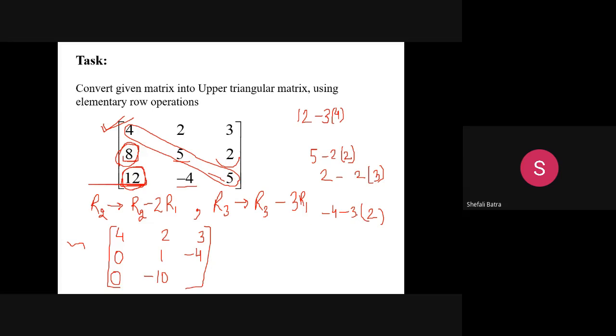Now what is next? 5 minus 3 times 3. So 5 minus 9 is minus 4. Is it clear? Yes, ma'am.